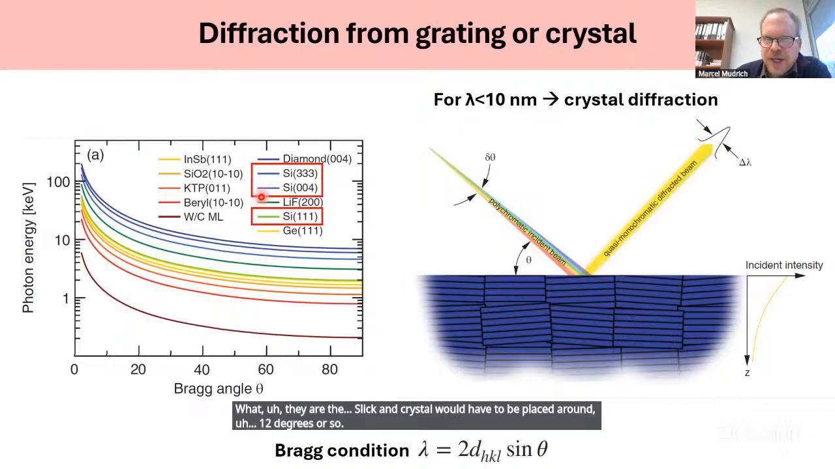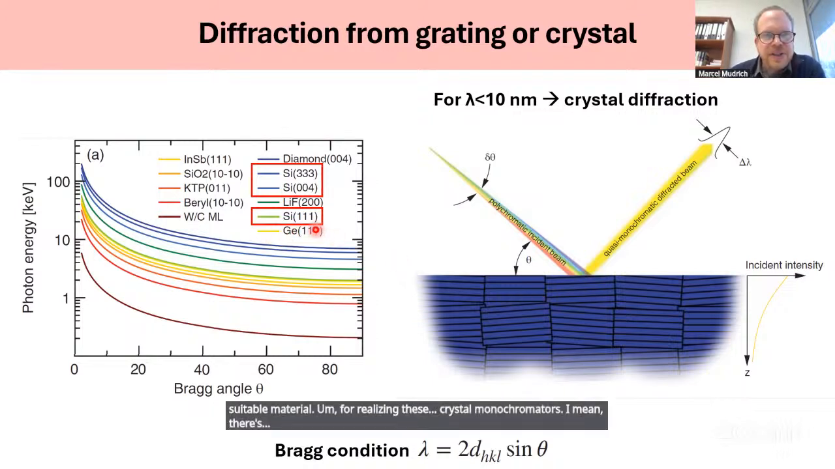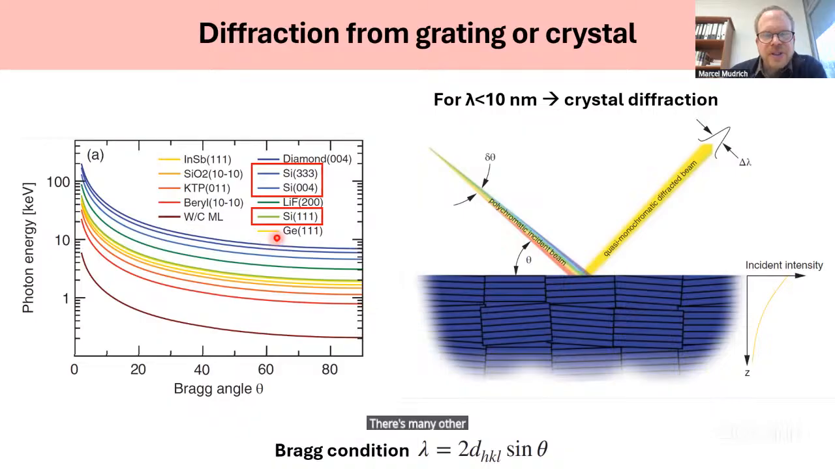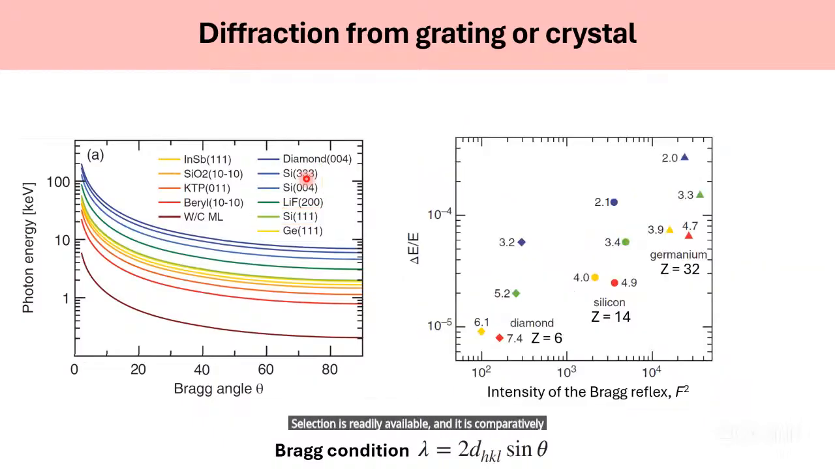So what do you think? Why is silicon the most suitable material for realizing these crystal monochromators? I mean, there's germanium, there's diamond, of course, actually is quite efficient. There's many other possible materials, but you would probably find in the different synchrotron beamlines mostly silicon monochromators. Silicon is readily available and it is comparatively cheaper.